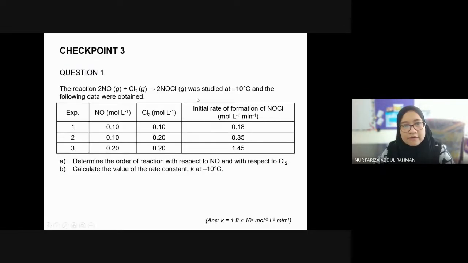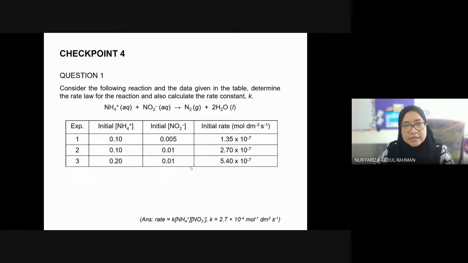Okay, right. So we have done checkpoint 3. We have discussed this checkpoint 3. Okay, and we have checkpoint 4. Have we discussed checkpoint 4, guys? Not yet, madam. Okay, all right. So I hope that everybody has completed this checkpoint, and I assume that everybody has done it. So let's discuss the answer.